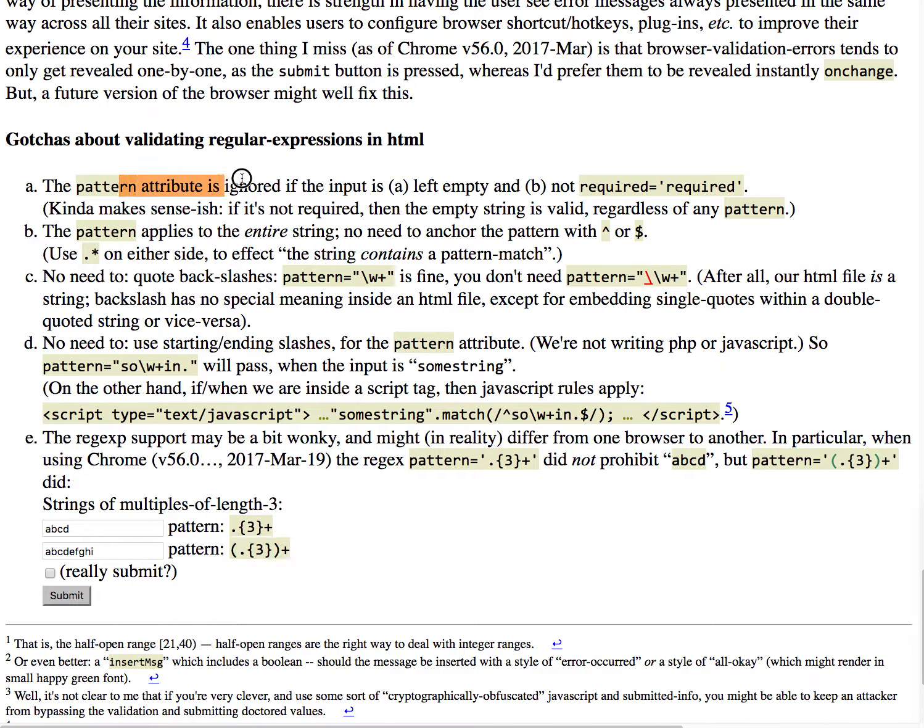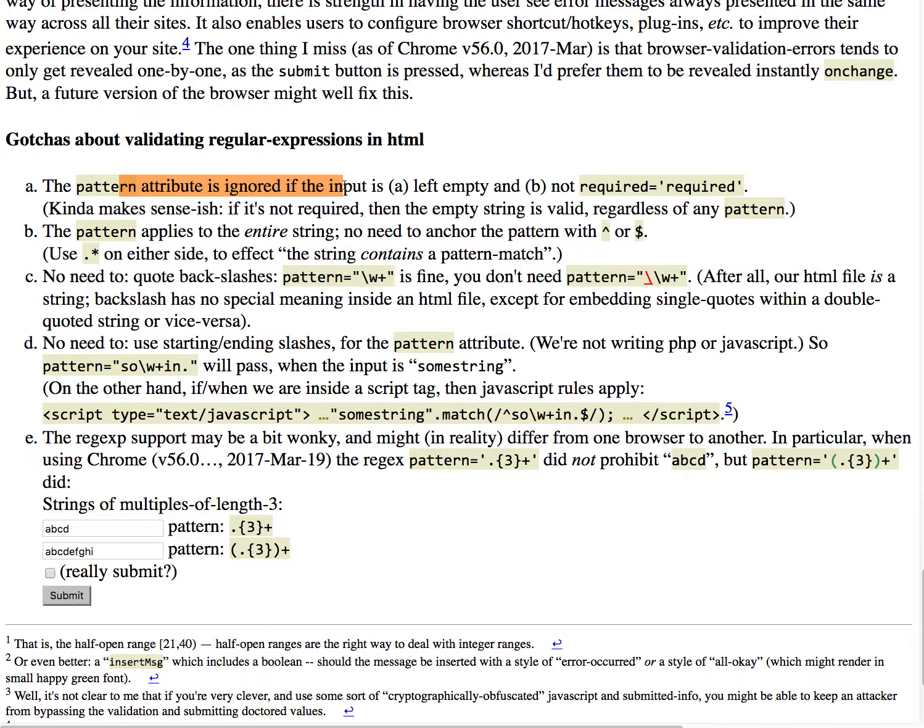The pattern attribute: if you don't have something as required, then the empty string will be accepted for that input field, even if you have a pattern attribute there. It doesn't even look at the pattern attribute if it's empty and not required, because it wasn't a required field, so they don't need to meet any pattern for that. Okay, I see that, I guess.